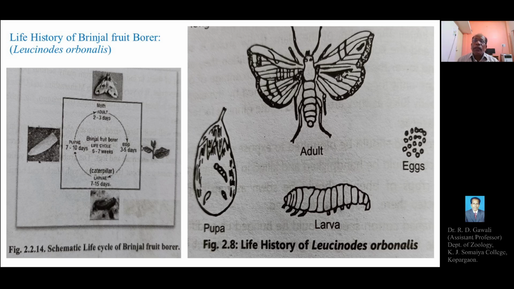So the larva then transforms into a pupa. So pupa is again the dormant phase of the life cycle, and the larva gets transformed into the adult insect form with a head, thorax, abdomen. So these are the figures representing the diagrammatic representation of the life cycle of the brinjal fruit borer, Leucinodes orbonalis.